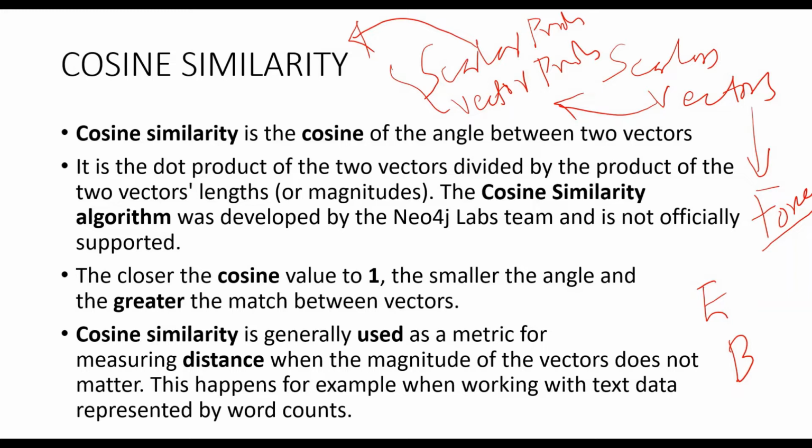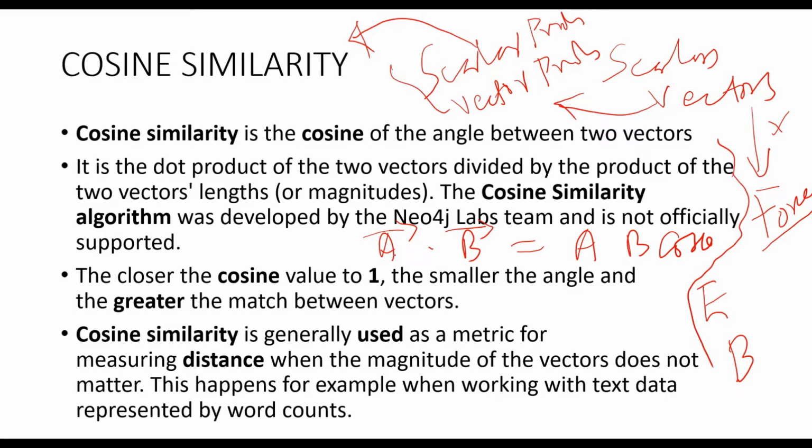Cosine similarity is the cosine of the angle between two vectors. It is the dot product of two vectors divided by the product of the two vectors' magnitudes. The scalar product is written as A dot B. For a cross product or vector product, you put a cross between A and B. So A dot B is equal to A into B into cos theta. This is the formula we use here.